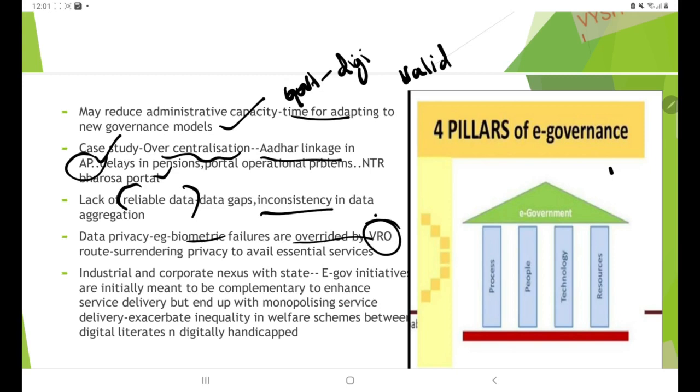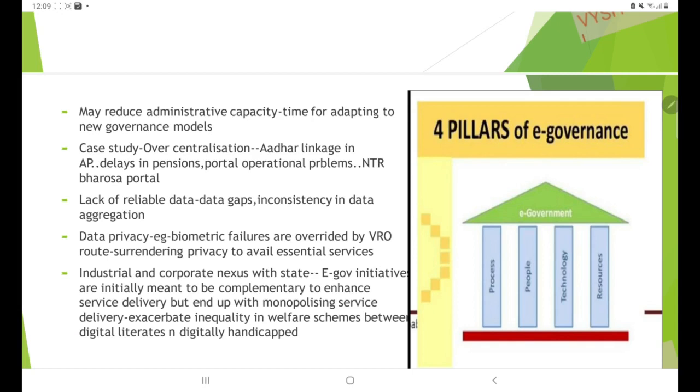So VRO, it is related to science and technology. You don't need to dig into that. This you can quote as an example. Biometric, as you know, it is related to privacy only. Okay. Next issue, it is relating to the industrial and corporate nexus with the state.